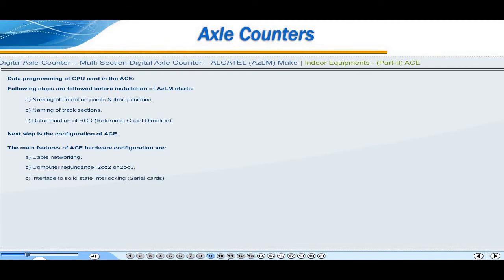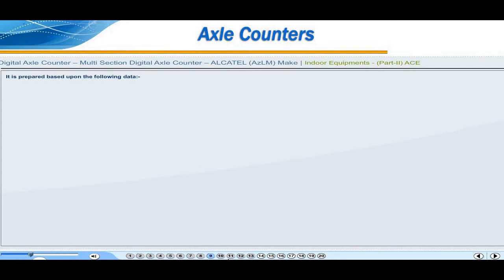Interface to solid-state interlocking, that is serial cards. Number of serial input-output and parallel input-output cards. Cabinet or rack. Power and data coupling. Cabling in relay room. Earthing. It is prepared based upon the following data. Names of the track sections supervised by ACE. Addresses of the detection points. Sections associated with the detection points. Delay time for track clear.